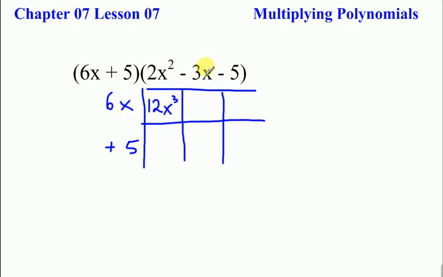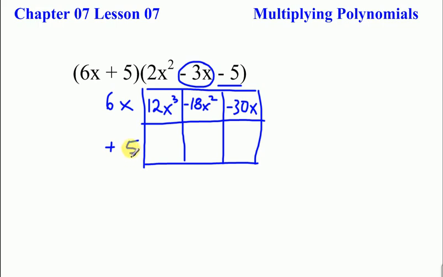6x times -3x. Make sure you're paying attention. The sign in front of the number goes with the number. 6 times -3 is -18. X times x is x squared. And then 6x times -5. Make sure you're paying attention. That's a negative. Is -30x. Alright, next line.